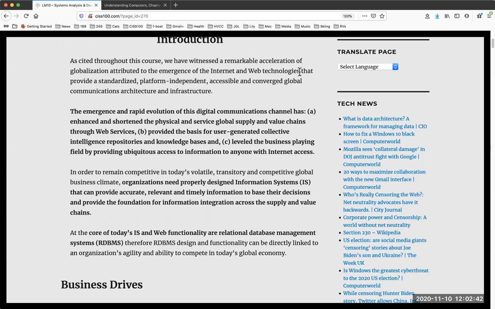To understand where we've been, I wrote this: the emergence and rapid evolution of digital communications channels enhanced and shortened physical and service global supply and value chains through web services, provided for user-generated collective intelligence repositories, and really leveled the business playing field. And this has occurred, and it will continue to occur. So what do organizations need? Properly designed information systems.